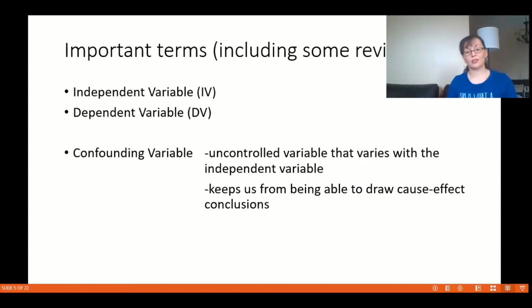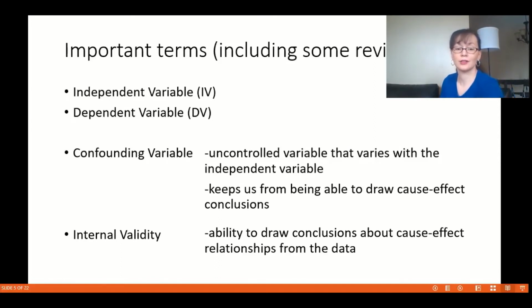So that brings us back to an idea that we talked about earlier in the semester, which is internal validity. And so when we talked about internal validity at that point in the semester, we talked about the fact that internal validity has to do with our ability to draw conclusions about cause-effect relationships from the data of our study. And so if we look at this definition of a confounding variable and this definition of internal validity, we can see that there's a relationship here.